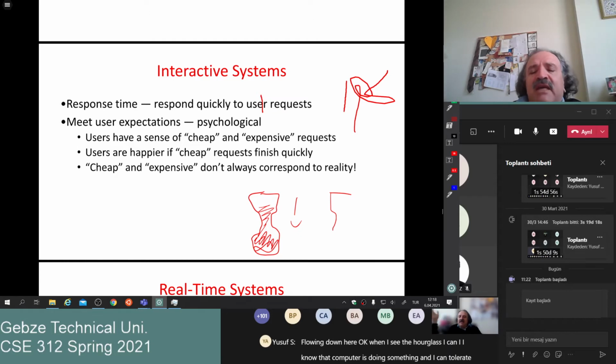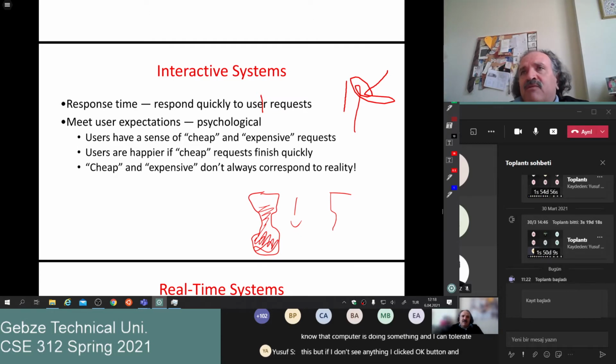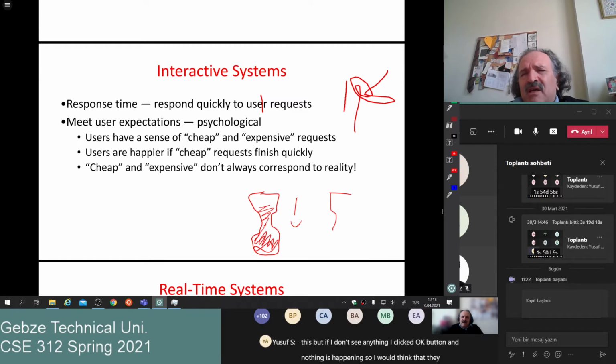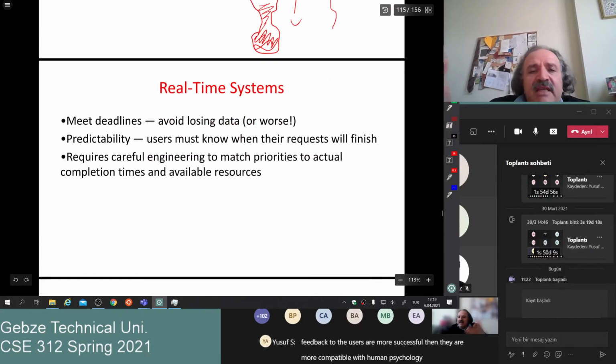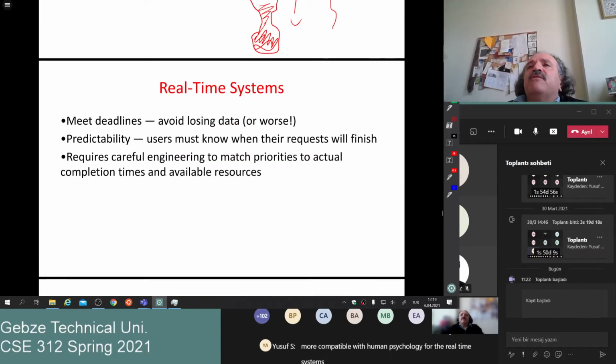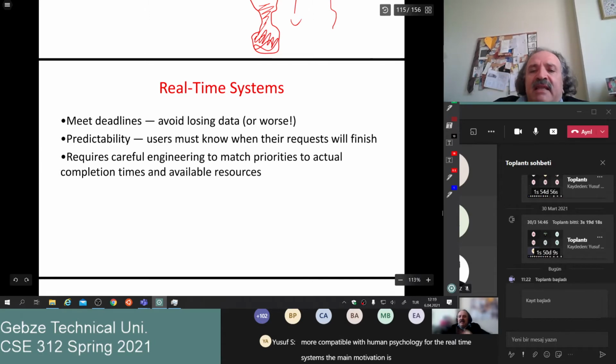But if I don't see anything, I click the OK button and nothing is happening, so I would think that the program has crashed. Maybe I didn't click it right, et cetera. So interfaces and operating systems giving these kinds of feedback to the users are more successful, and they are more compatible with the human psychology. For real-time systems, the main motivation is meeting deadlines.